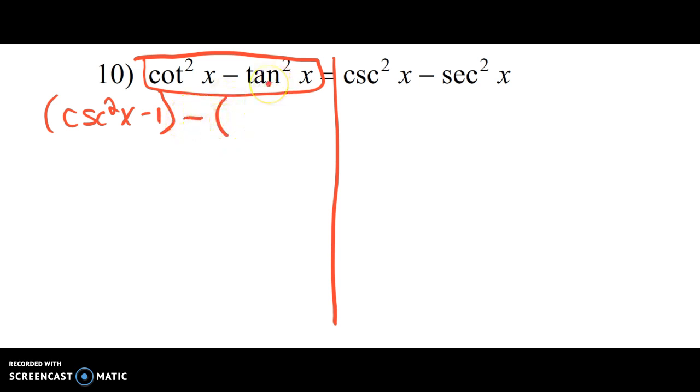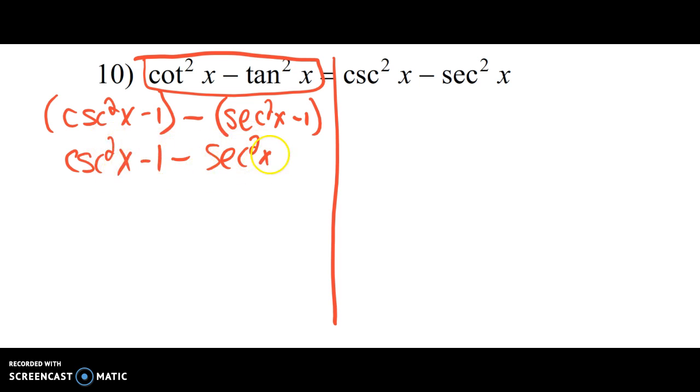Minus, well, what's tangent squared? Tangent squared is secant squared minus 1. And since I have these two identities, I can then distribute. So I have cosecant squared of x minus 1 minus secant squared of x plus 1.